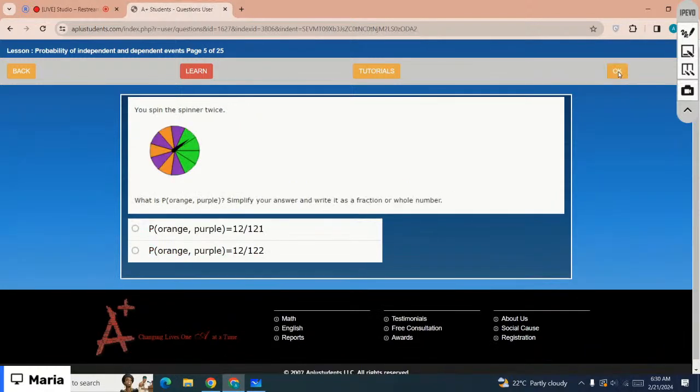Okay, the next one is, you spin the spinner twice. What is the probability of orange and the probability of purple? So, which is the correct option?